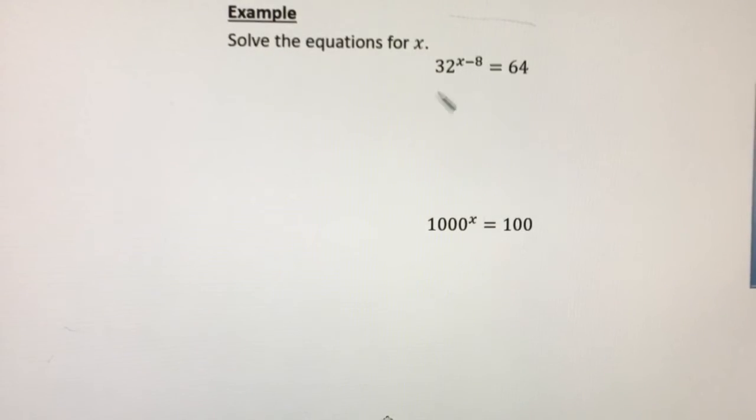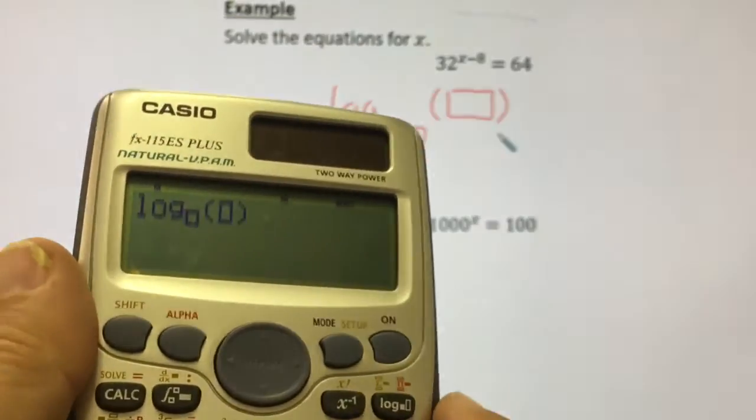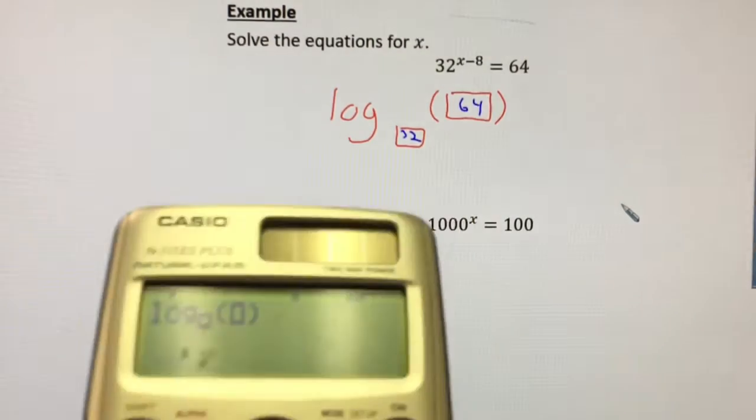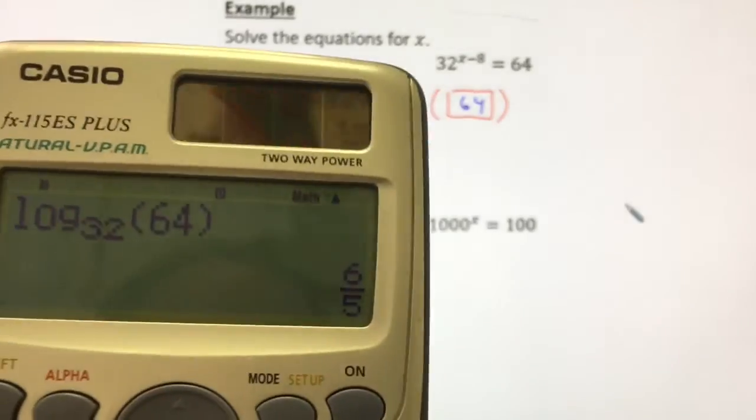These are nice calculator problems. The base is 32, so you're going to hit this log button with the little base down there and the box up here. That button's right underneath the on button. The 32 goes down here because that's the base, and the 64 goes there. Type that in, hit equals. That's not quite your answer yet. So log base 32 of 64 equals 6 fifths.